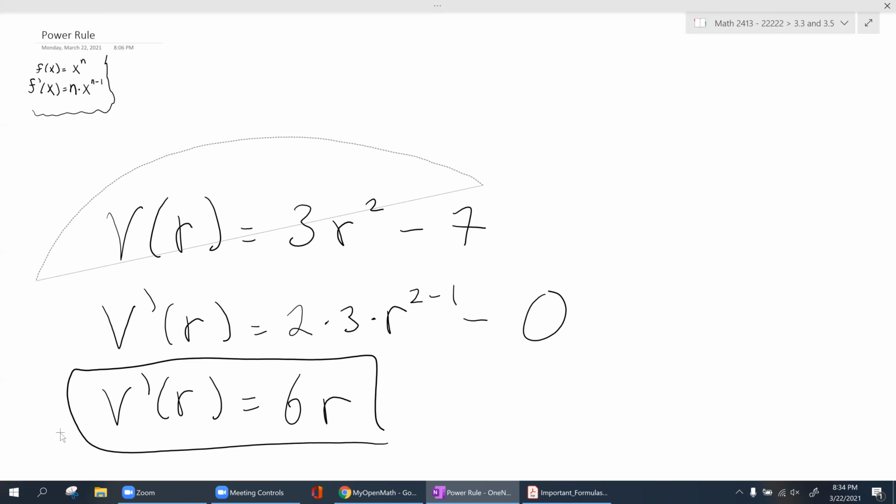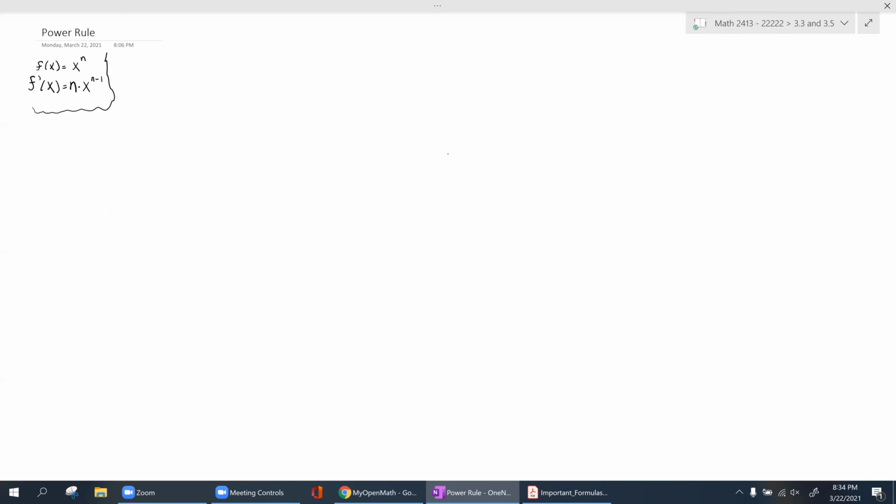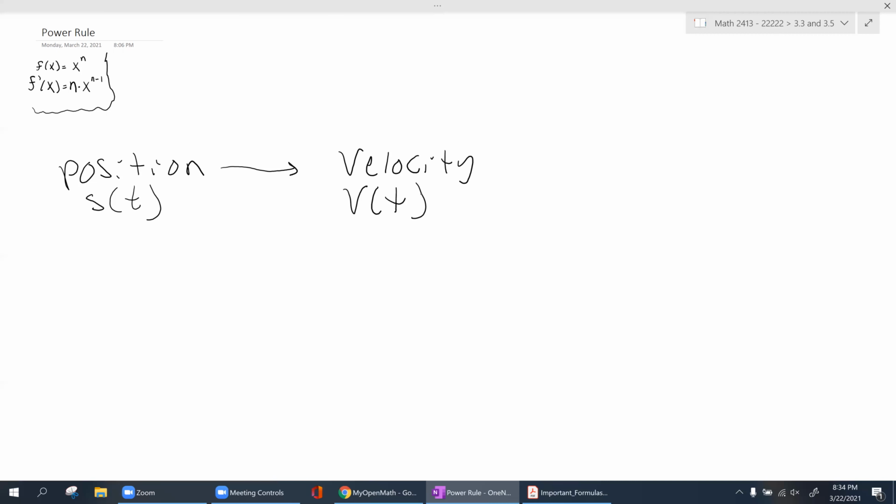One thing I'll mention again, I believe I mentioned it in the last video: if you are dealing with position in physics, generally position is s with respect to time. So the variable you'd be deriving would be t, just instead of r like the last problem we did. To take the derivative of position gives you velocity, which is v of t. You derive velocity again, and this is going to give you acceleration.